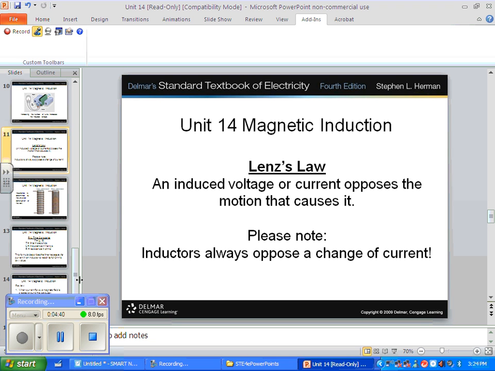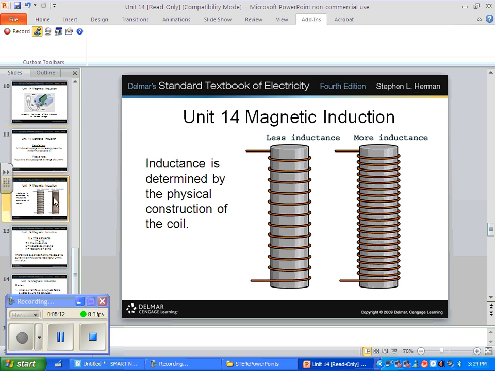Okay. Lenz's law: an induced voltage or current opposes the motion that caused it. Now, what if a different current is creating that induced voltage? They're going to be opposite in polarity. Inductors always oppose a change of current. Sounds like that thing about motion. If a body is in motion, it wants to stay in motion. A body at rest wants to stay at rest. Same kind of idea, okay? Only slightly different, of course.